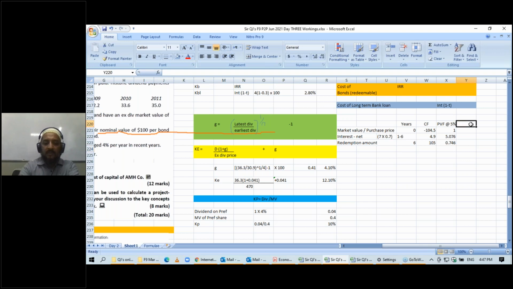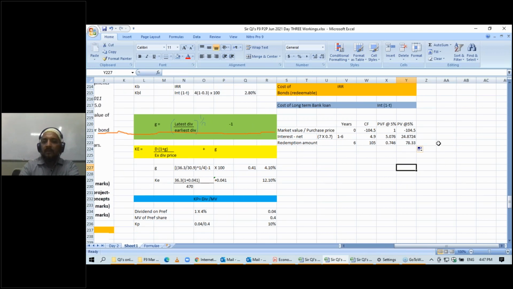So calculating the present values at 5%, this gives you 104.5 into 1. And then, okay, so this is the present value which has been calculated at 5%. Now you get the net present value at 5%.